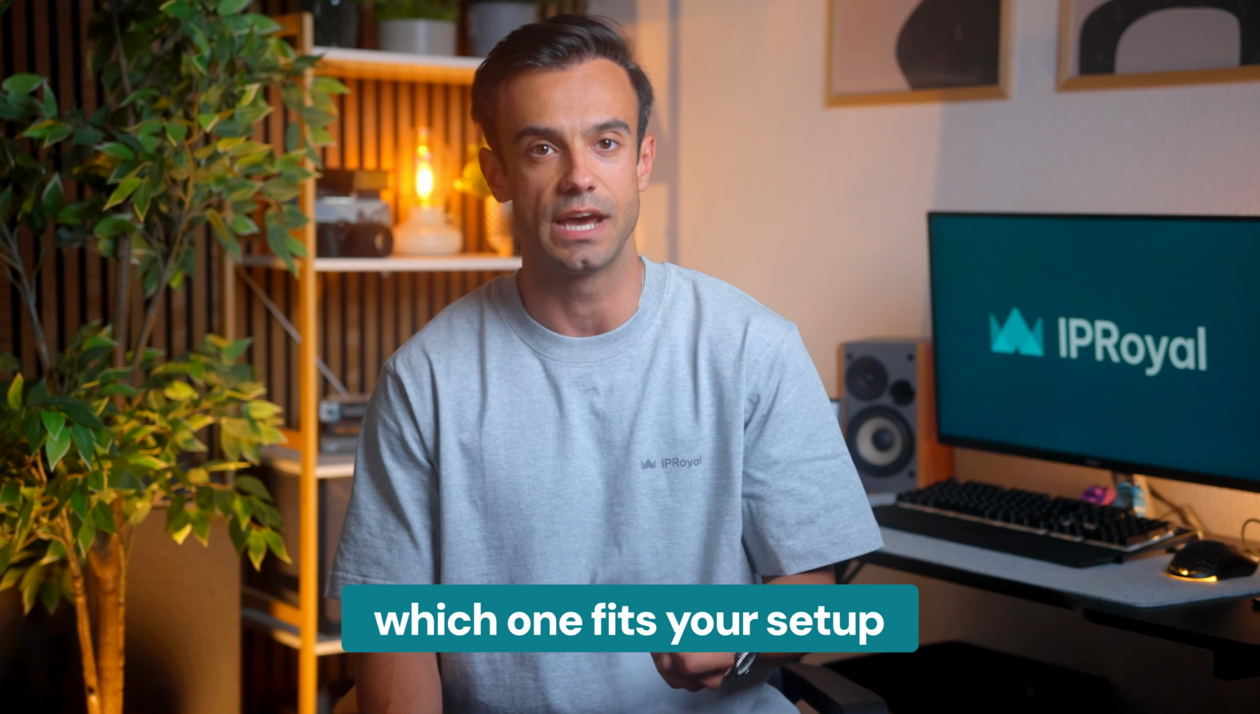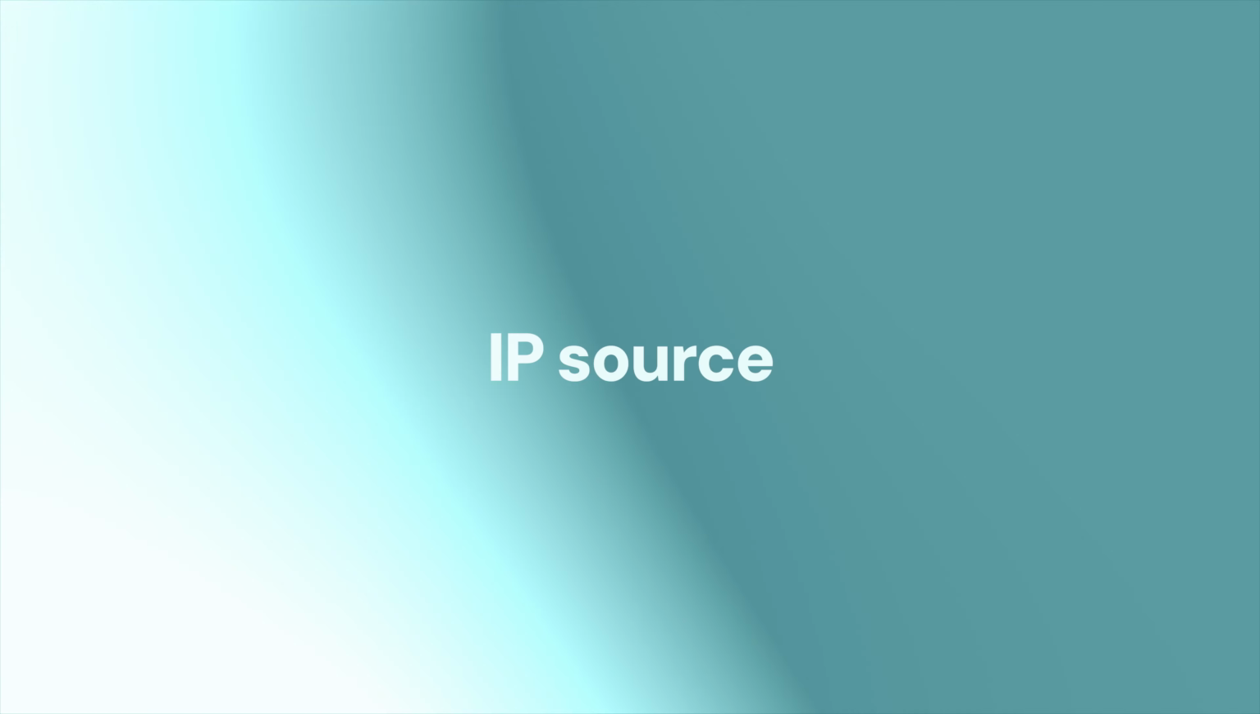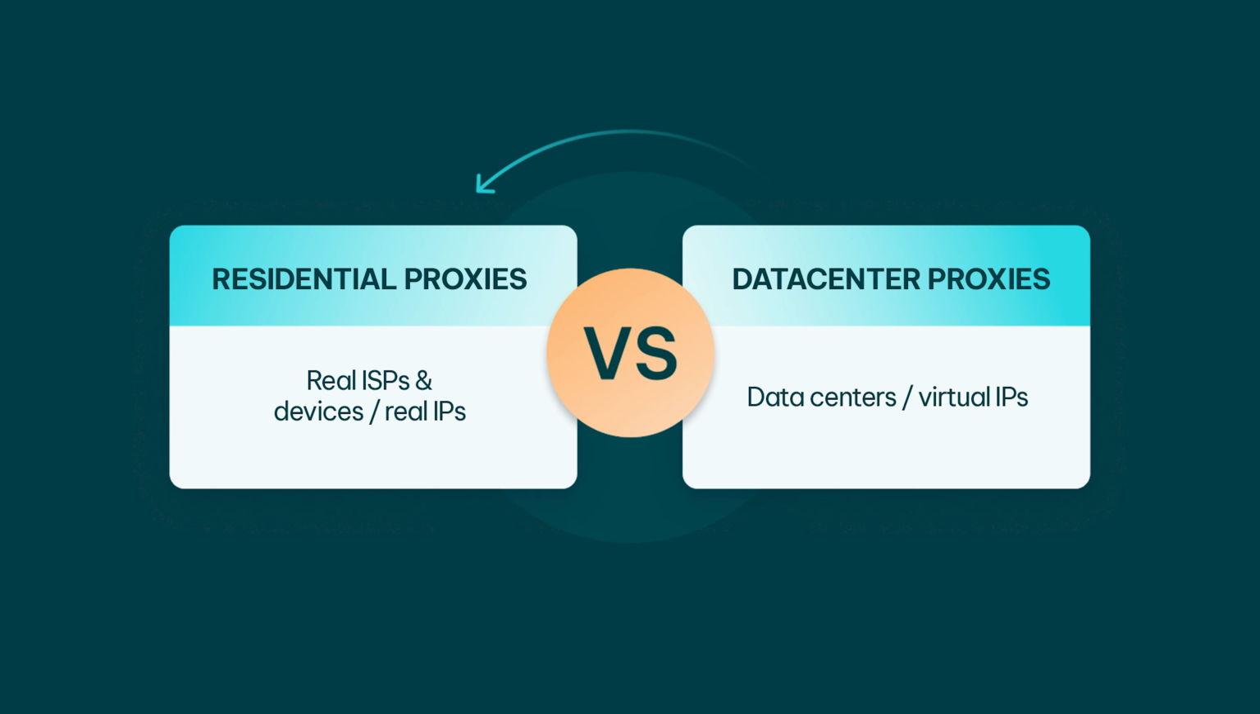Now let's compare residential and data center proxies side by side to see which one fits your setup. IP source. Residential proxies come from actual devices using ISP-assigned IPs, while data center proxies use synthetic IPs hosted in data centers. Trust level. Residential IPs offer high trust and blend in as real users. Data center IPs are more likely to get flagged by strict platforms, especially if they're free or shared.